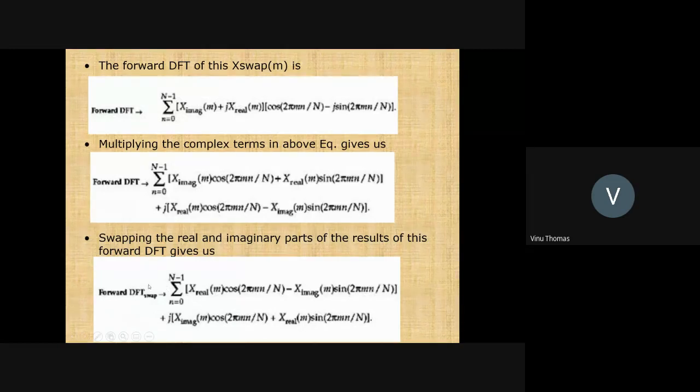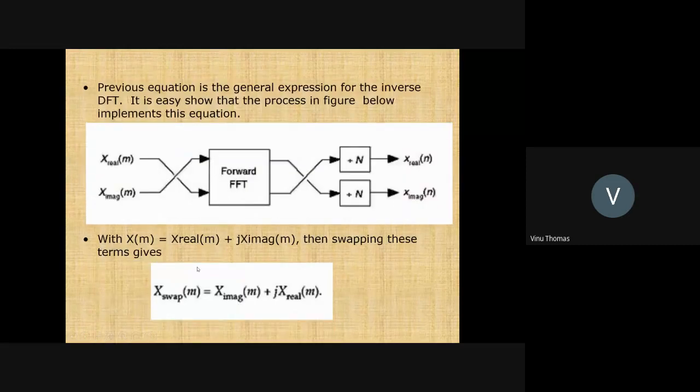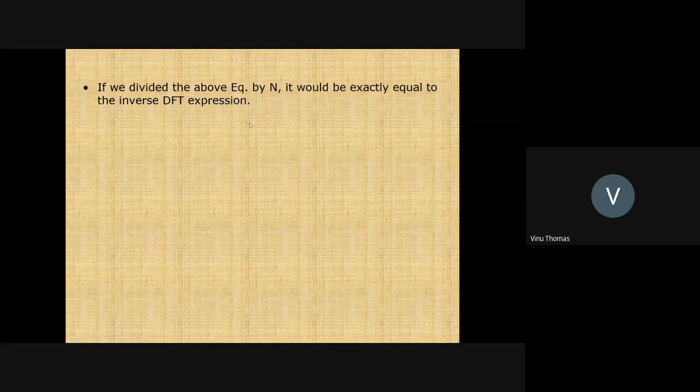So look at this expression and look at this expression here. The only difference is that you also need to do a 1 by n here. You also need to do a multiplication by n. So once you swap the real and imaginary parts of the result of this forward DFT, and then you divide this by n, it would be exactly equal to the inverse DFT expression.